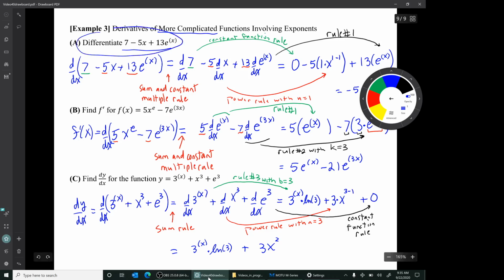This question said differentiate that expression. There was no y mentioned. There was no f of x mentioned. In the second question, a function is introduced. There's an f of x, and you're asked to find f prime. In the third example, you're given an equation, y equals some stuff involving x, and you're asked to find dy dx. So the derivative questions can come in different styles, and you have to be prepared for that.